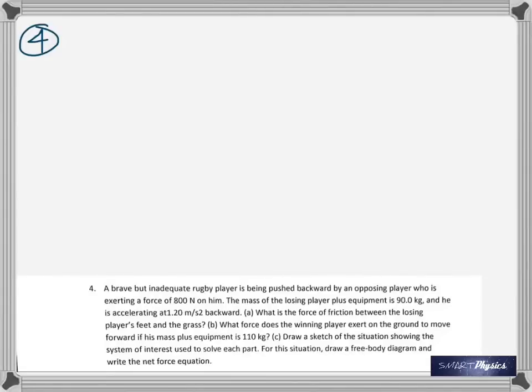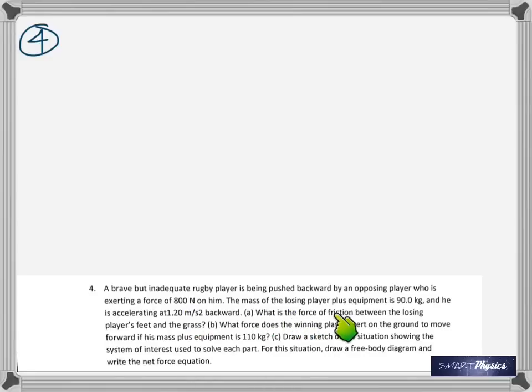Well, in this question, the player is brave, but he doesn't have enough strength. So he's being pushed backwards by an opposing player who is exerting a force of 800 Newton on him. Is this the net force? No. Is this the net force, guys? Come on. No, that's just the force applied by one person, isn't it? Don't you think that the losing player is also applying a force? Yes. He's not just standing there like, oh, go, push me.